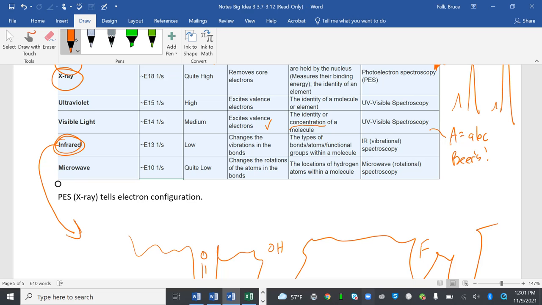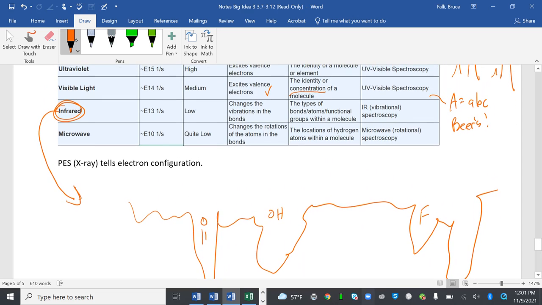And I know in my class, I showed some of these. It was right before Christmas. They decided we needed some spectroscopy in there, so we did.